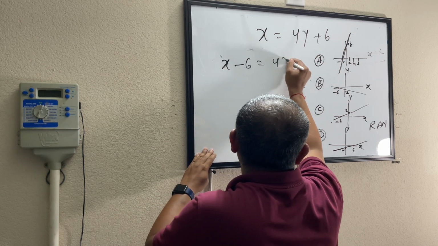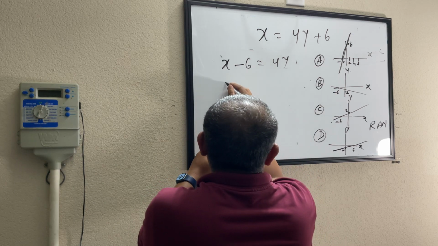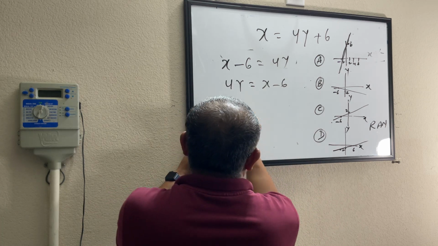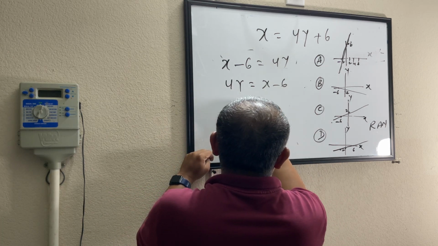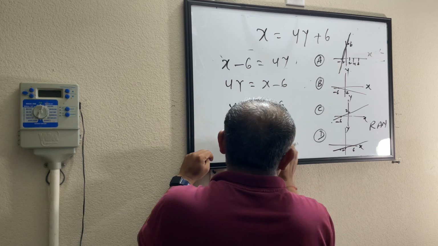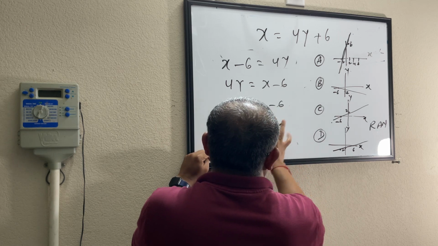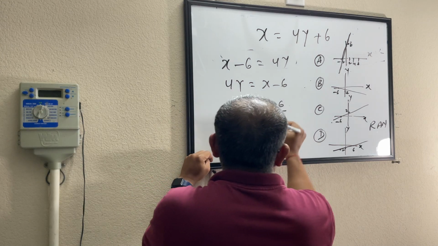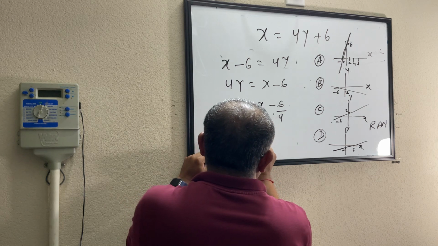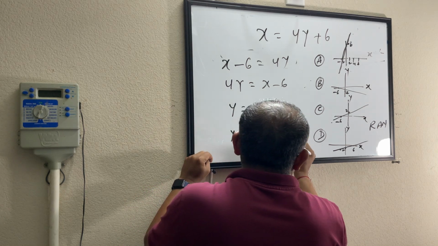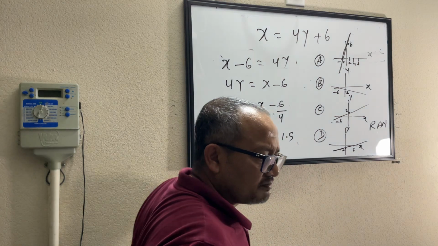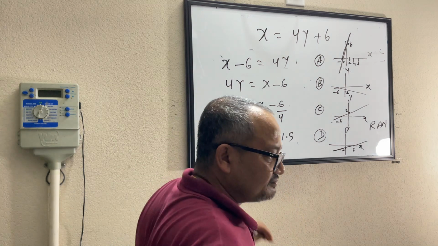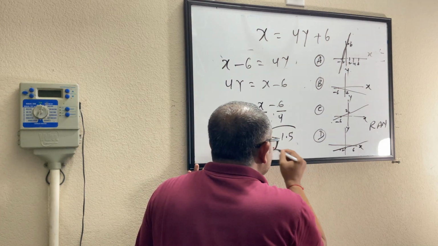So let's keep y on one side and get 6 here. x minus 6 equals 4y. Or let me write it in the way that is more familiar: 4y equals x minus 6. That means y will be equal to x minus 6 by 4, which translates into x by 4 minus 6 by 4. So y equals 1 by 4 x minus 1.5. So one thing is clear, that my slope is positive and my y-intercept is negative.